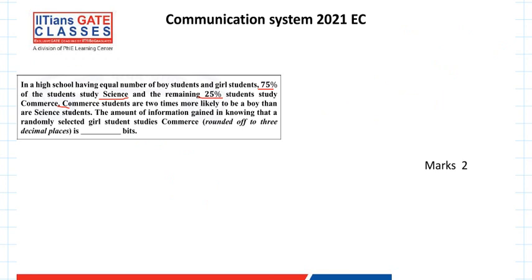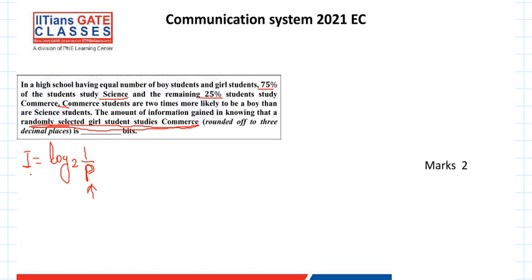So the information is given as log 2 1 by p. The information contained in a particular event will be equal to log 2 1 by p, where p is the probability of that particular event. So we need to find out this information. We need to find out the probability of that particular event, and that event is this line. We need to find out the probability of this one.